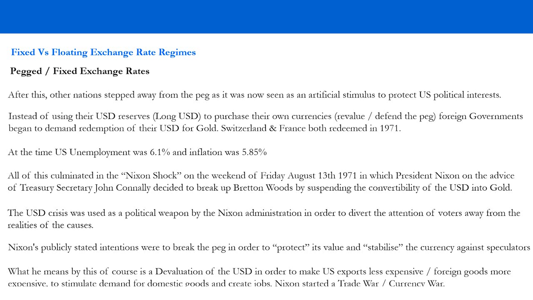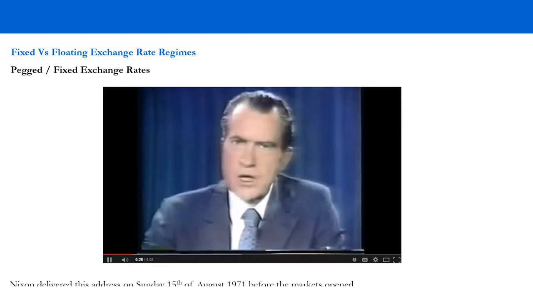So in order to make US exports less expensive and foreign goods more expensive, to stimulate the demand for domestic goods and create jobs. Essentially what they did by breaking the Bretton Woods system was to start a trade war or currency war. And we're going to watch a video now, which is Nixon's address to the nation, which was made on the Sunday, 15th of August, 1971, before the markets opened.